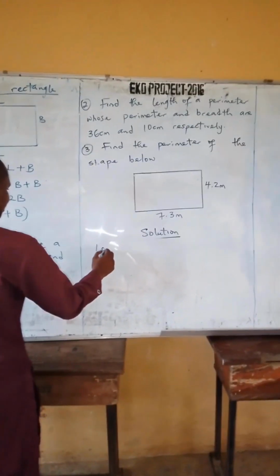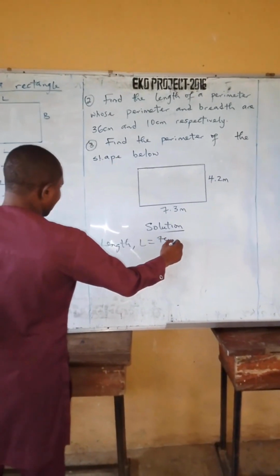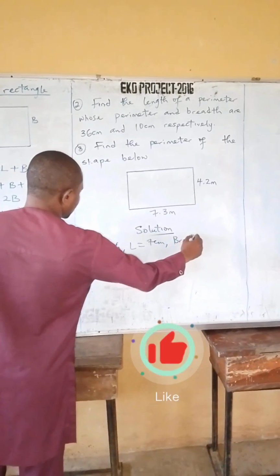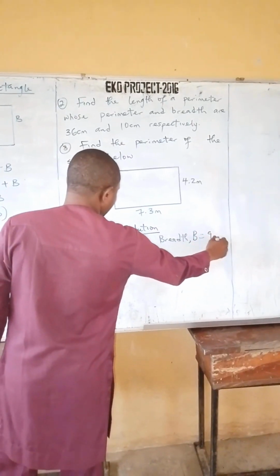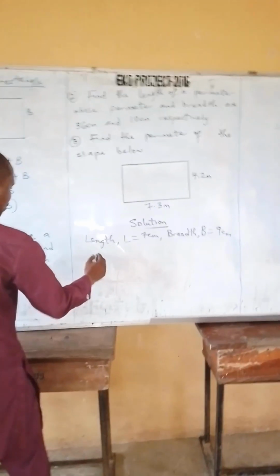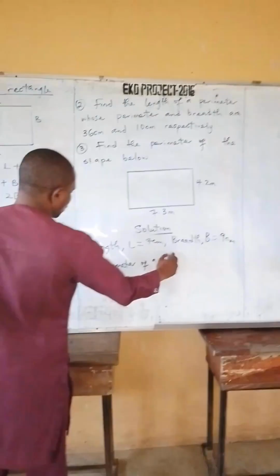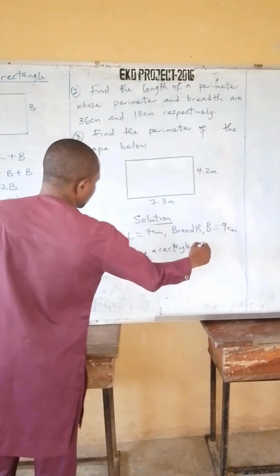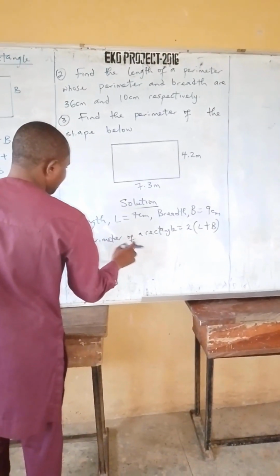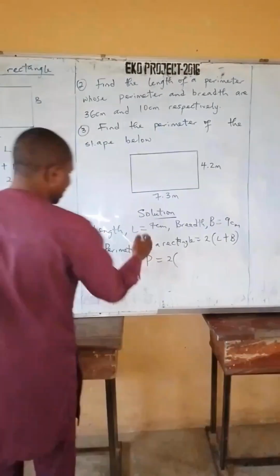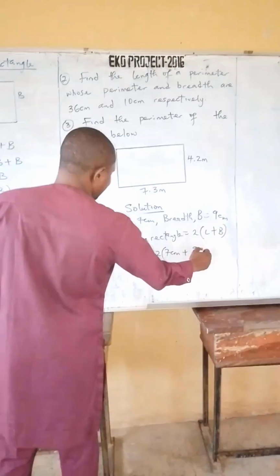Our length, which is our L, is equal to 7 cm, and our breadth, which is our B, is equal to 9 cm. And don't forget that the formula of a perimeter of a rectangle is equal to 2 into bracket length plus breadth. So therefore, P is equal to 2 into bracket, our length is 7 cm, plus our breadth, which is 9 cm.